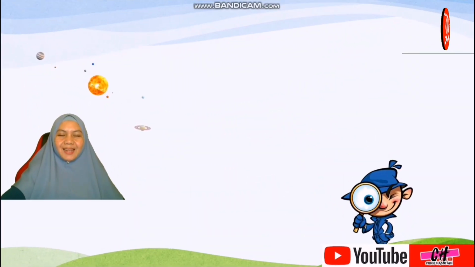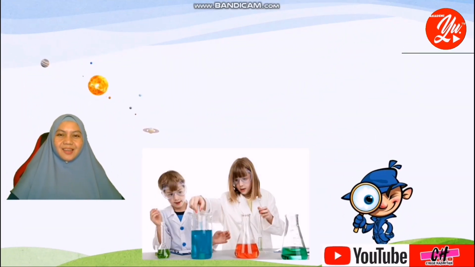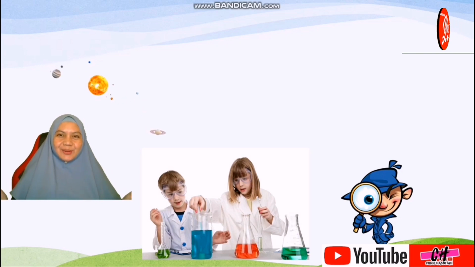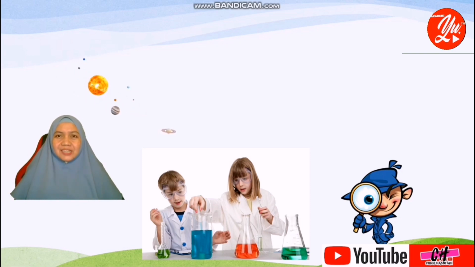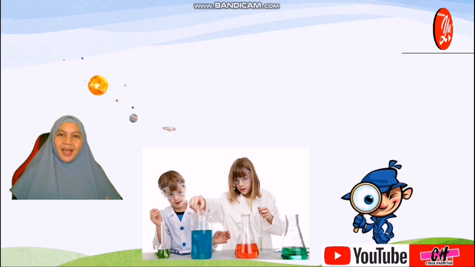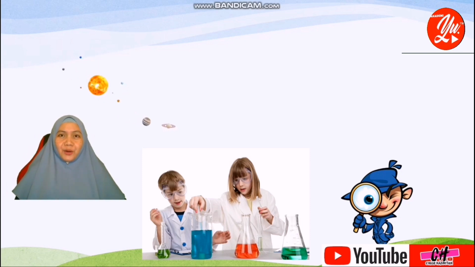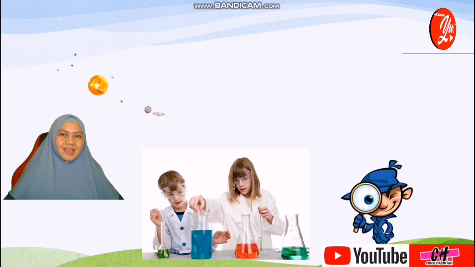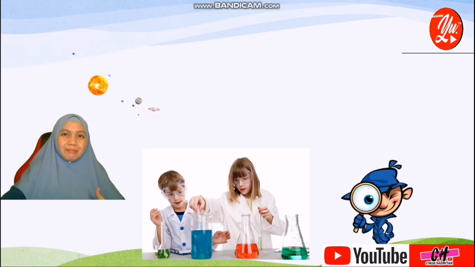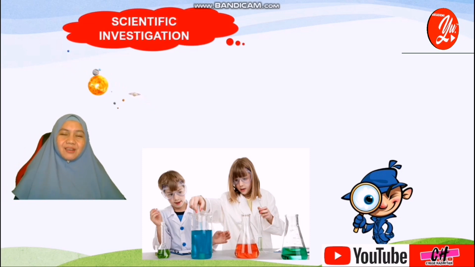And to begin with, let's take a look at this picture. What are those 2 young scientists doing? Yeah, they are experimenting. The girl might ask, what will happen if I add this orange liquid into the blue one? And the boy said, I don't know. Let's find out. So they are investigating. Yes, the word is investigating. They are trying to find out what might happen if they add the 2 different solutions together. So this is what we call a scientific investigation.